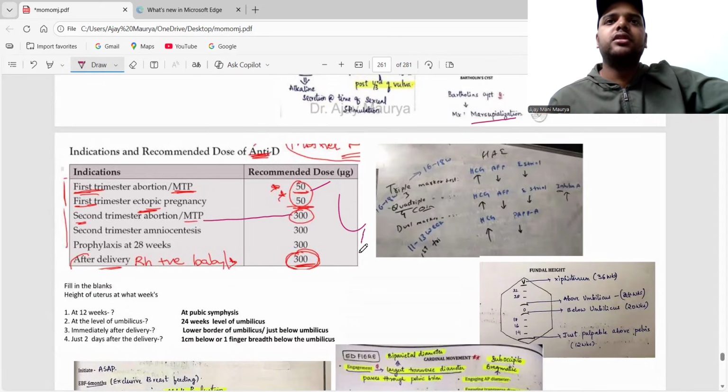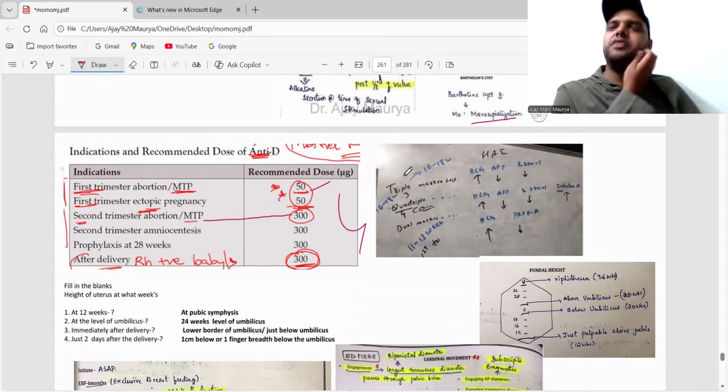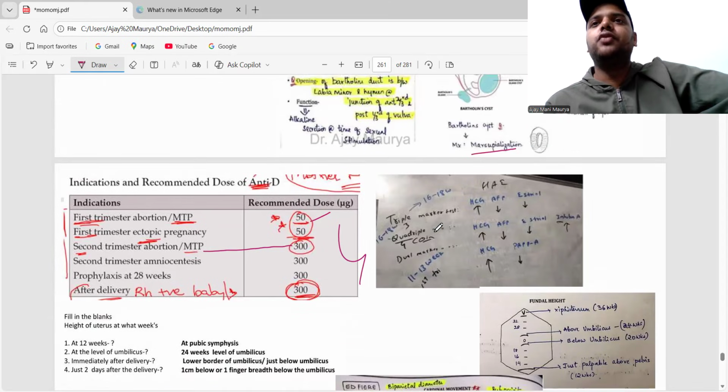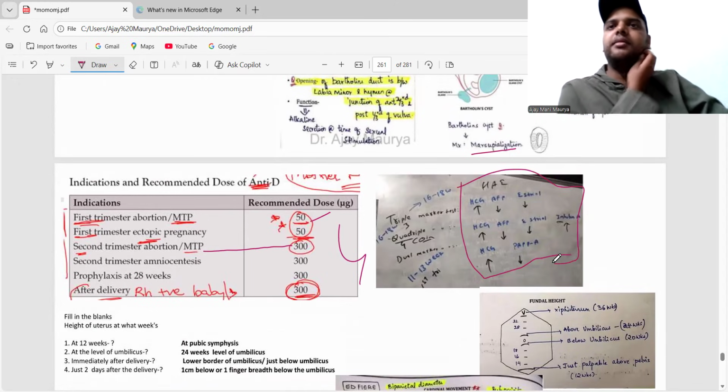This one, triple marker, quadruple marker, dual marker. You have to know that the triple marker is at 16 to 18 weeks, quadruple marker at 16 to 18 weeks, and the dual marker at 11 to 13 weeks. You have to know the importance here: HCG levels, AFP levels, estriol levels. Remember here.